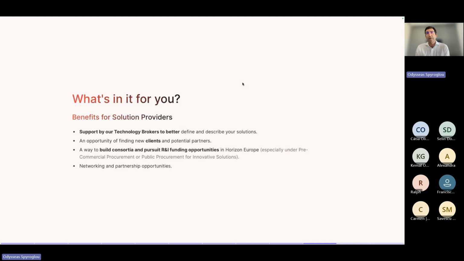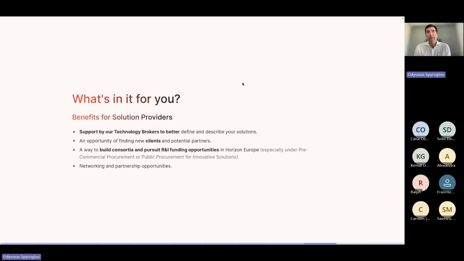You will get support by our technology brokers. Technology brokers are experts who will help you respond to the challenge of the companies or the corporates and define your solution in the best possible way and match you with the companies. So basically, these are the people who will review your solution and will do the due diligence and will see if it is a good opportunity for the challenge that we have in place.